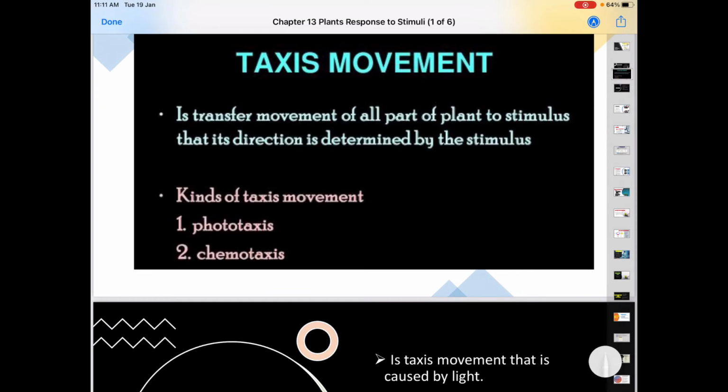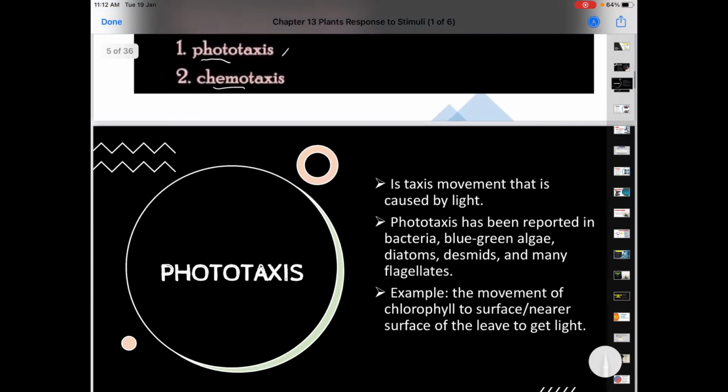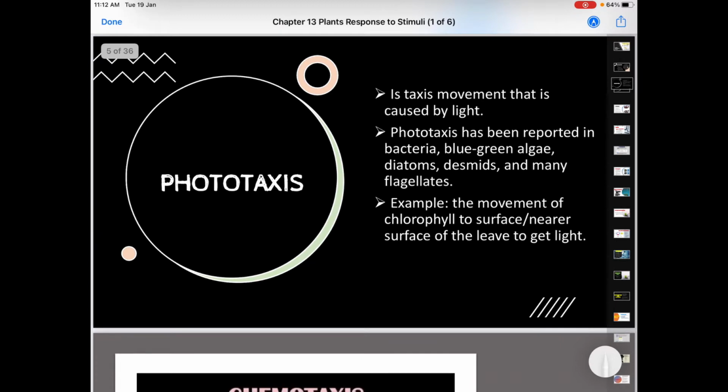So we go roughly to taxis movement. What is taxis movement? Taxis movement is the movement of the whole plant, so the whole plant will react to the stimulus. There are several kinds of taxis movement, which are phototaxis, meaning the stimulus is light, and chemotaxis, where the stimulus is any chemical substance, which can be a hormone or other organic material.